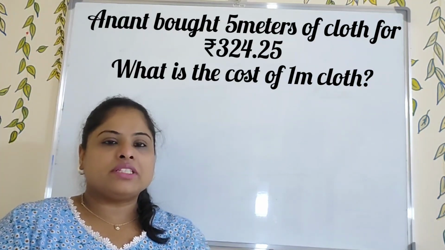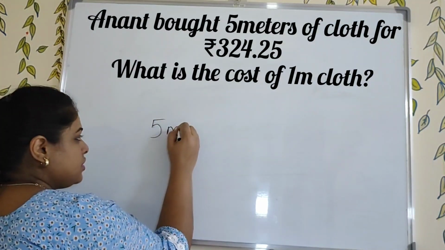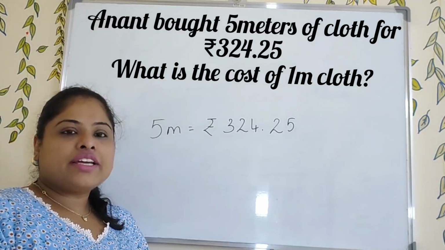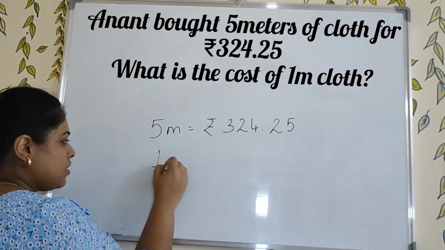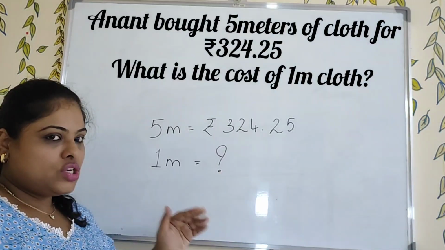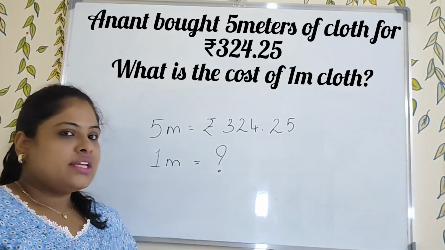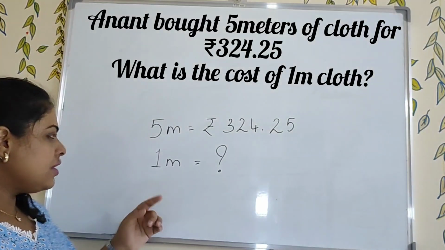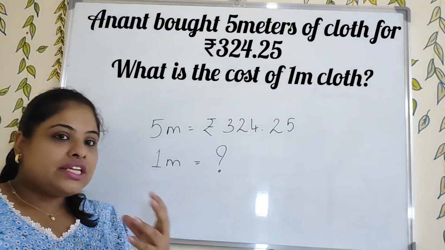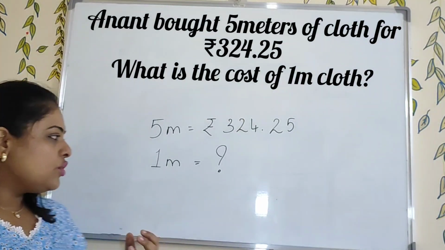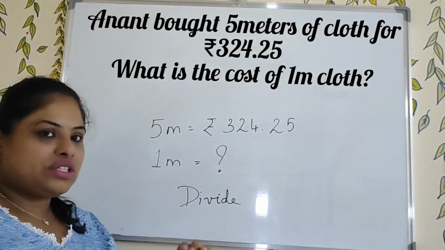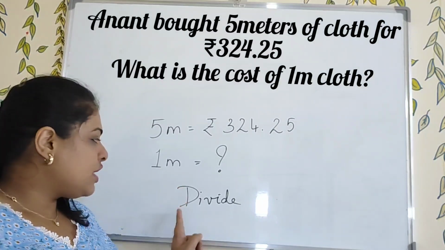Anant bought 5 meters of cloth for 324 rupees 25 paisa. What is the cost of 1 meter of cloth? 5 meters is how much? Rupees 324.25, and we need to find the cost of 1 meter of cloth. In our previous problem, we had the value of 1 kg. The value was already given, and that's the reason we went for multiplication. Here we have the value for 5 meters and we have to find the value for 1 meter. In such keywords, like each or 1 meter, you need to divide. For that you have to divide.